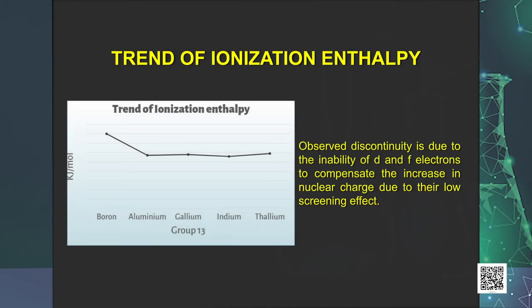Trend of ionization enthalpy. The ionization enthalpy values do not smoothly decrease down the group. The decrease from boron to aluminium is associated with increase in size. The observed discontinuity in the ionization enthalpy values between aluminium and gallium and between indium and thallium are due to the inability of d and f electrons to compensate the increase in nuclear charge due to their low screening effect.